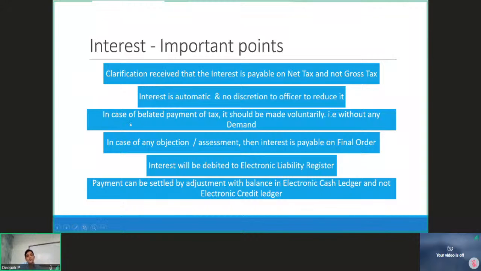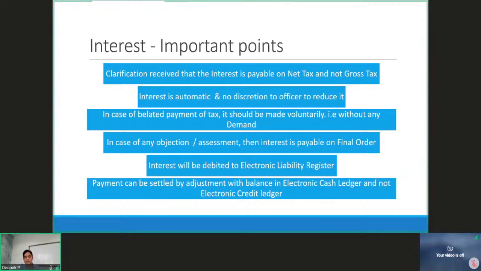Interest is automatic. Officer also cannot reduce it. This is to be calculated from the day after when it becomes due till the date of actual payment. In case of belated payment of tax, it should be made voluntarily without any demand. If you're filing your return late, you have to calculate the interest and pay it voluntarily. In case of any objection or assessment, then interest is payable on final order.